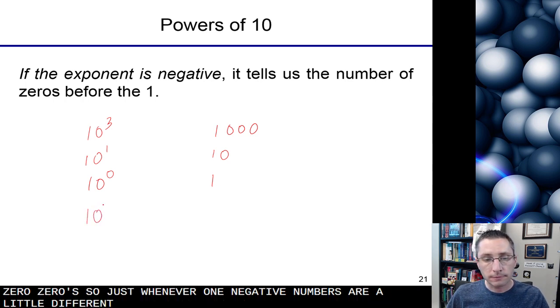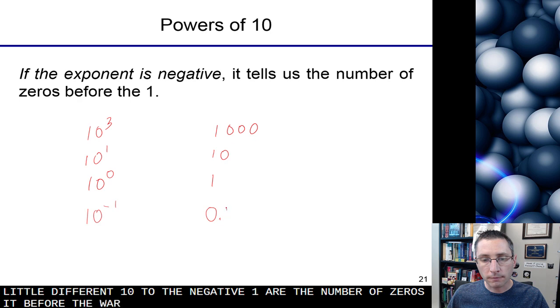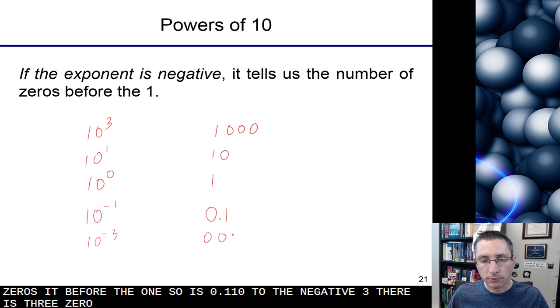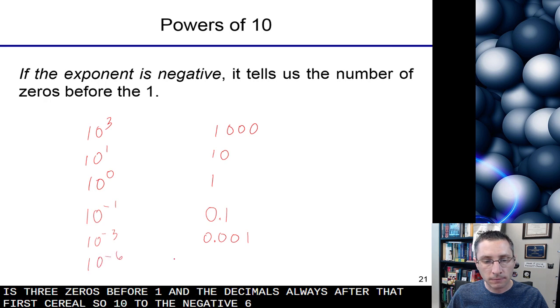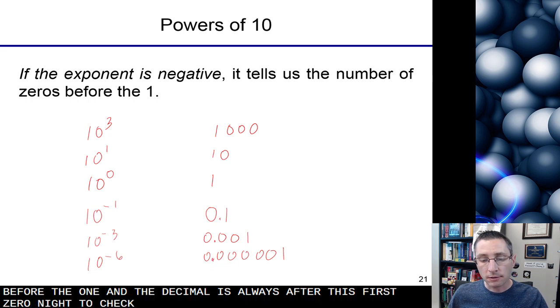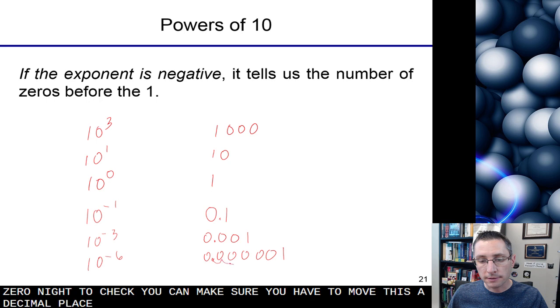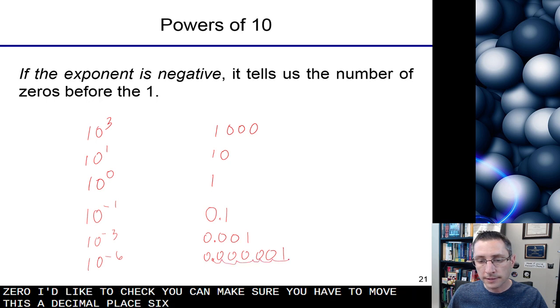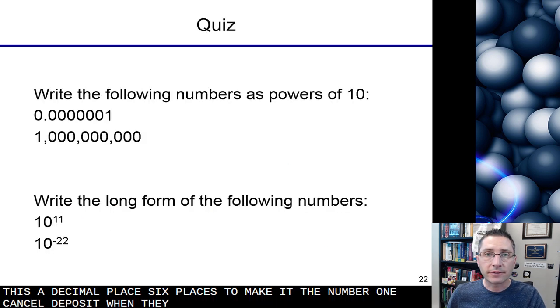Negative numbers are a little different, right? 10 to the -1 is the number of zeros before the 1, so 0.1. 10 to the -3, there's 3 zeros before a 1, and the decimal is always after that first 0. So 10 to the -6 would be 6 zeros before the 1, and the decimal is always after this first 0. Right? To check, you can make sure you have to move this decimal place 6 places to make it the number 1. Okay, so that's positive and negative values of 10.